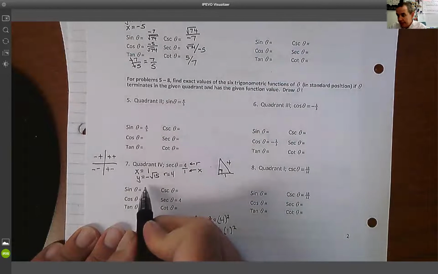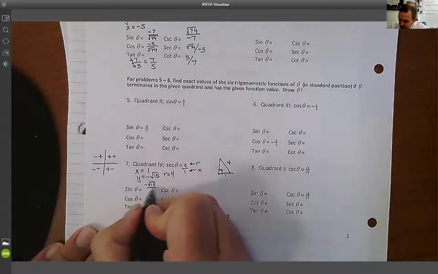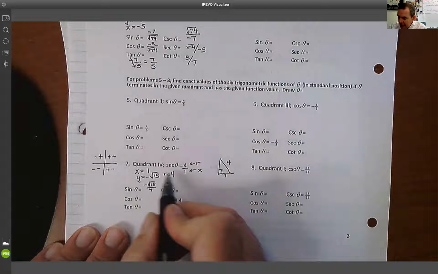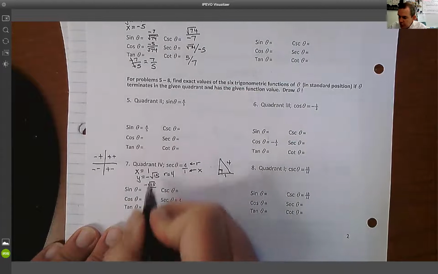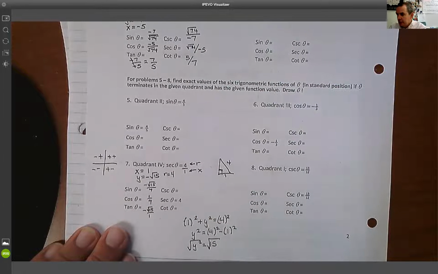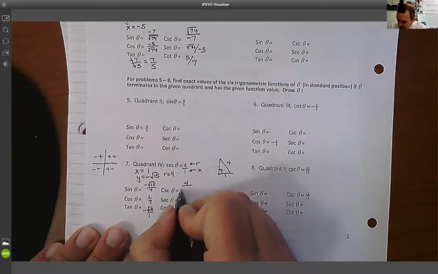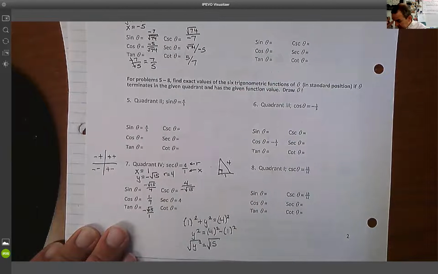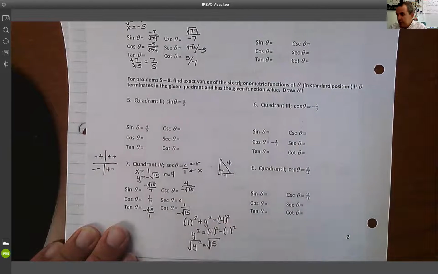So again, filling in the blanks. Sine is Y over R, so it's -√15 over 4. Cosine is X over R, so 1 over 4. Tangent is Y over X, so it's -√15 over 1. Cosecant is just flipping it, so it's going to be 4 over the negative square root of 15. We've got secant 4 given. Cotangent is going to be 1 over the negative square root of 15.